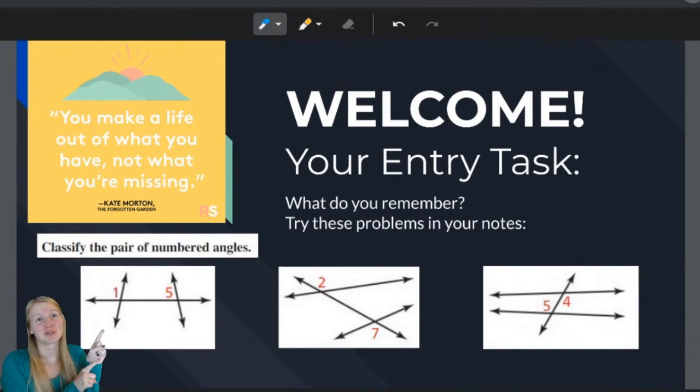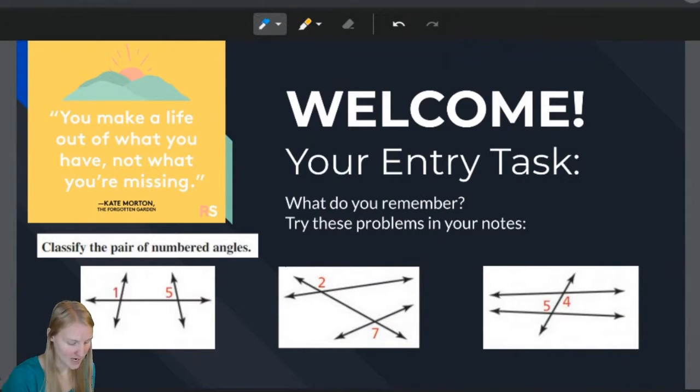You know what to do. Pause the video, try these problems in your notes, and then unpause it to do them with me. Okay, we are asked to classify the pair of numbered angles. We learned how to do this in the last video.